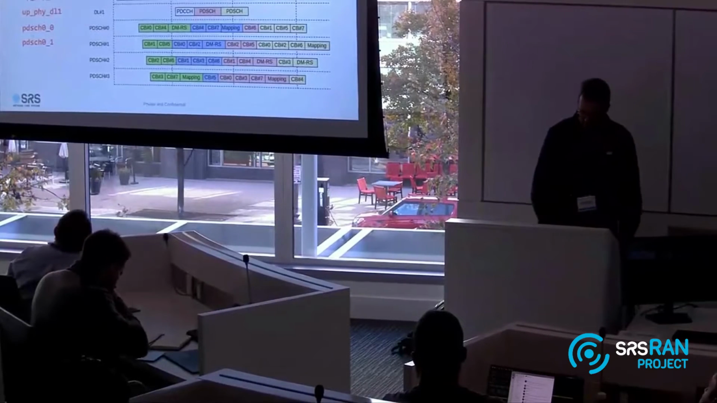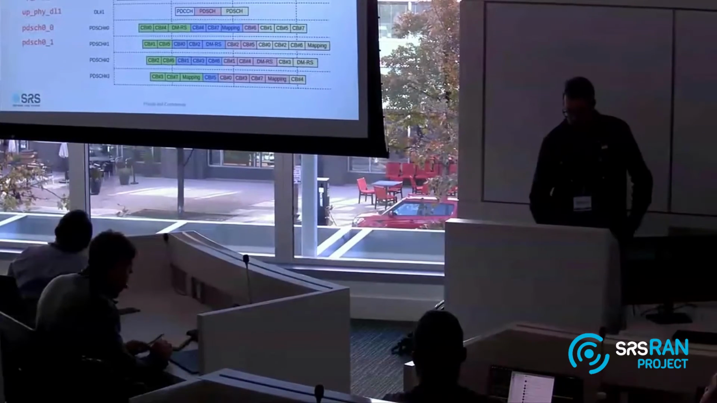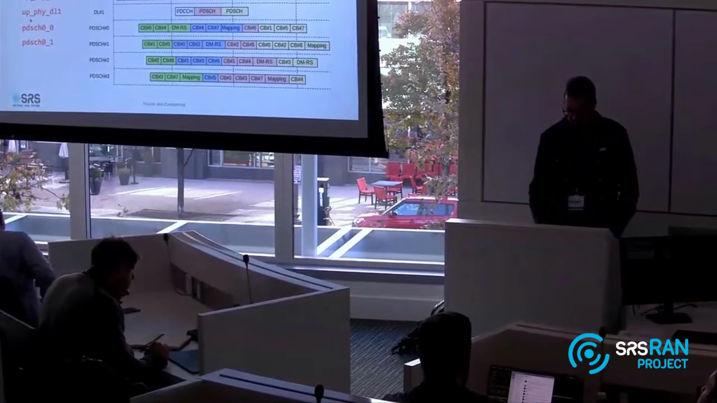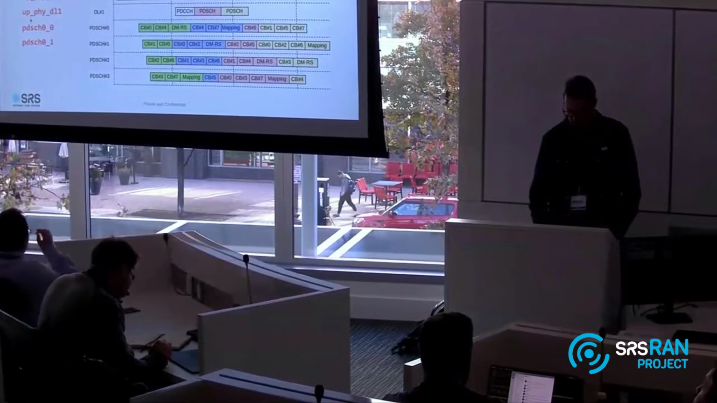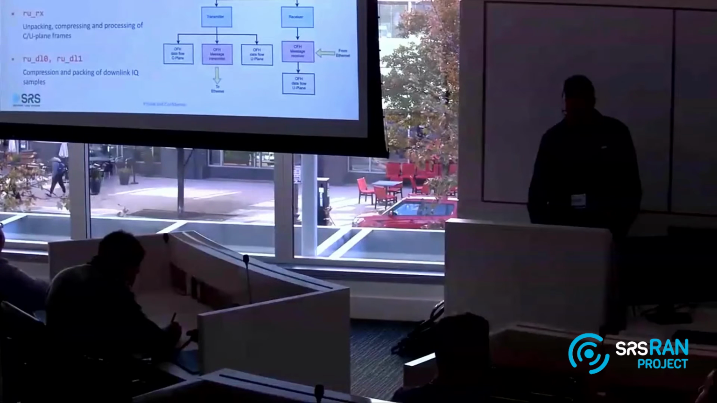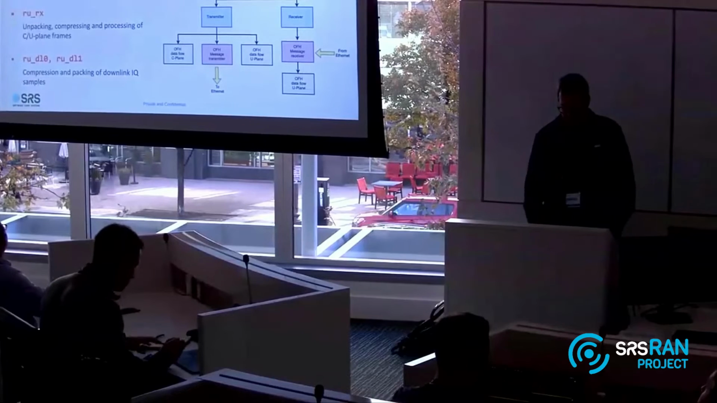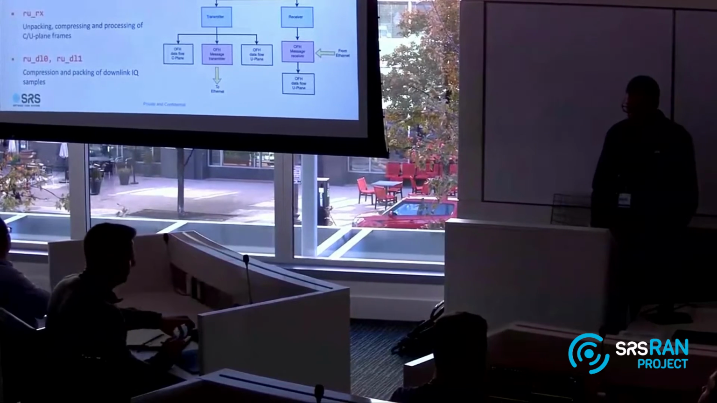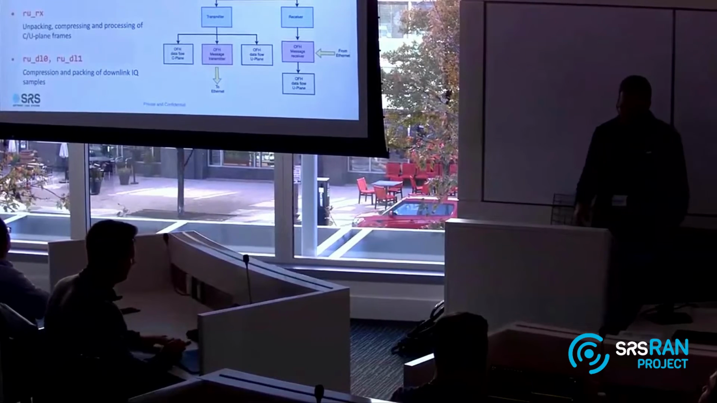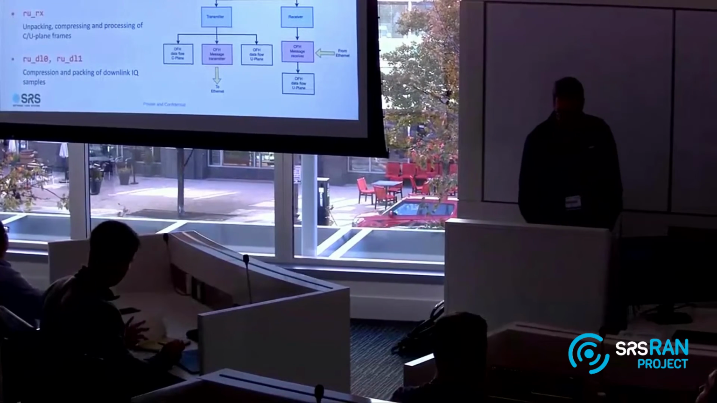These are the names of the threads that you will see in HTOP, and we will come back to this later when we see how to optimize or how to fine-tune the threading model. On the OFH, remember the OFH is the library, or the block, that generates the CPRI messages for the O-RU. There are 4 important threads.